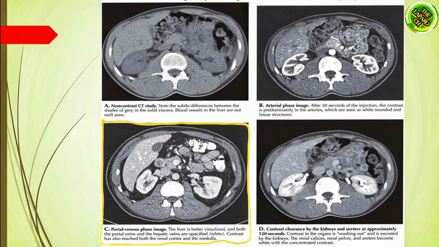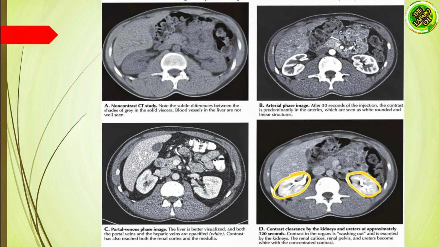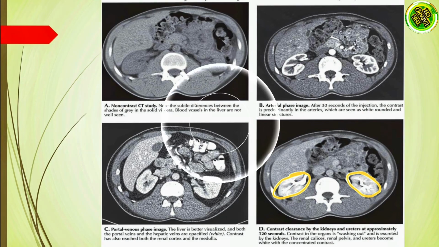Image C on the left lower corner shows the venous phase. It is also called the portal venous phase. All the major veins are highlighted while the arteries have started to fade out. Image D in the right lower corner shows the fading away of the contrast after its uniform distribution and it is being concentrated in the kidneys.